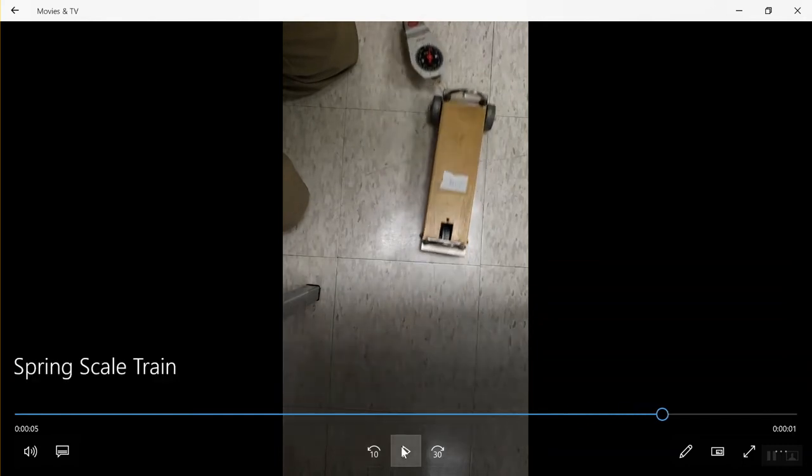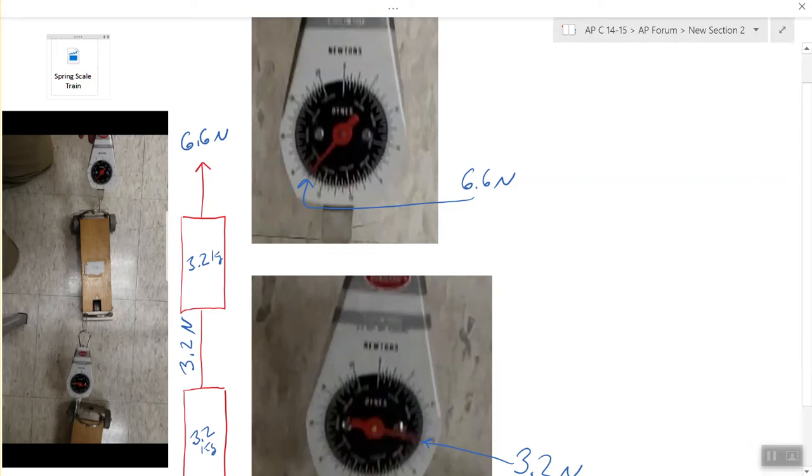May have been hard to miss, or I should say may have been hard to see. So I took a screenshot, and at this moment in time, I got 6.6 newtons over here for the first scale. That's like the applied force. And for the scale attached to the second cart, I was getting 3.2 newtons, which isn't quite a half. It's actually a little bit less, but that actually makes sense.